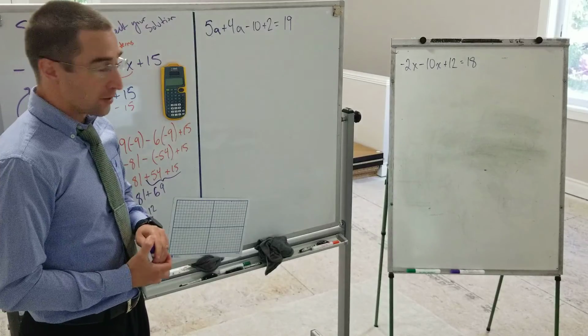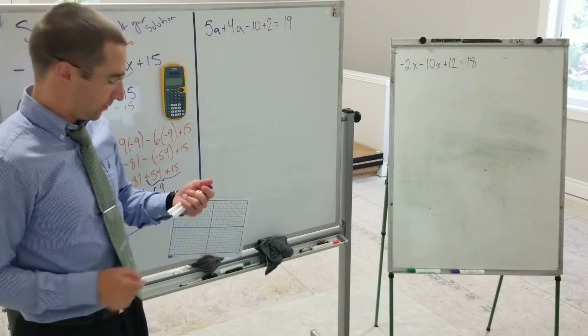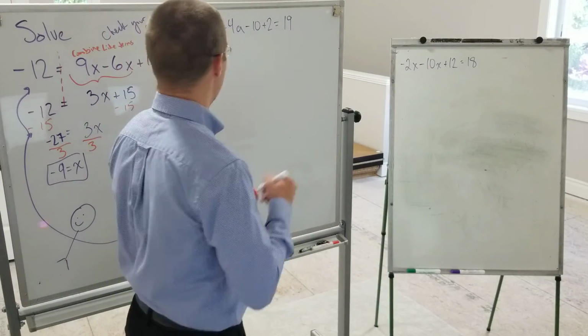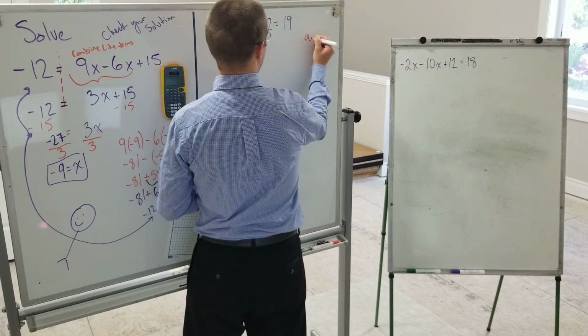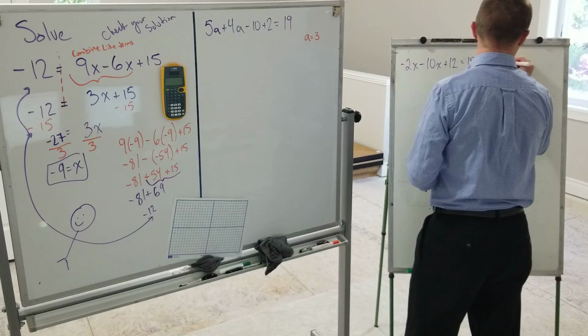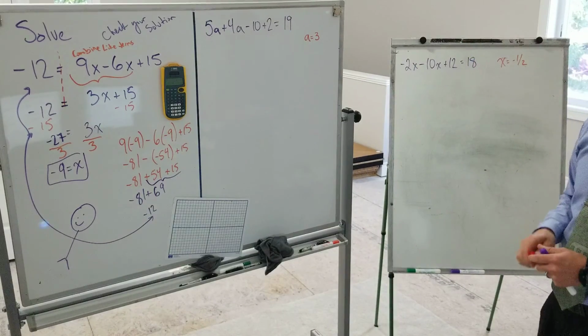Alright, so hopefully you paused it, did them, then hit play. If you didn't, do that now, do them. Hopefully you did it now. Did you get a equals 3 and x equals negative 1/2 here? Because I believe those are the correct answers.